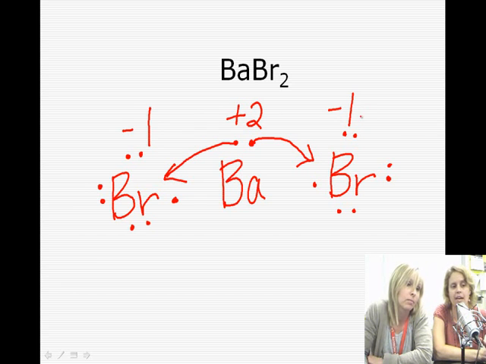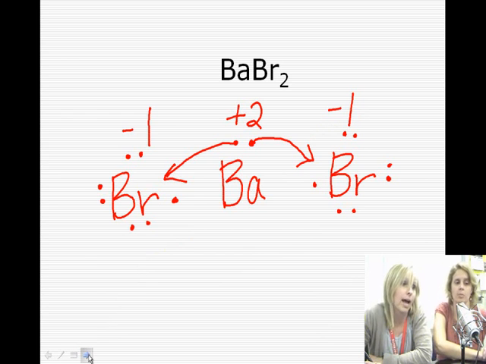So now if we add these up, it is going to be 0. It doesn't matter that bromine and barium separately are different, because we have 2 negative charges and 2 positive charges overall. Still neutral. That's kind of like your final check to make sure that you did it right. Add up your positives and negatives. Just make sure it equals 0.